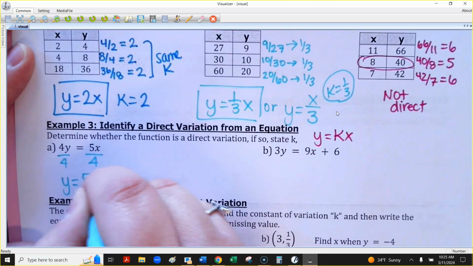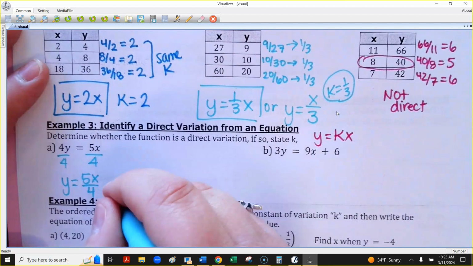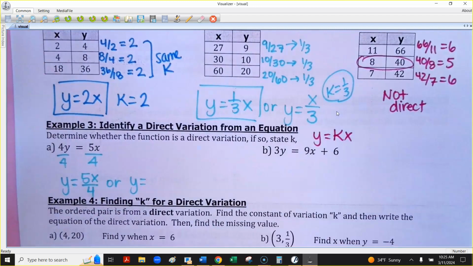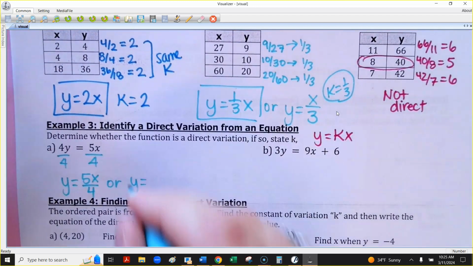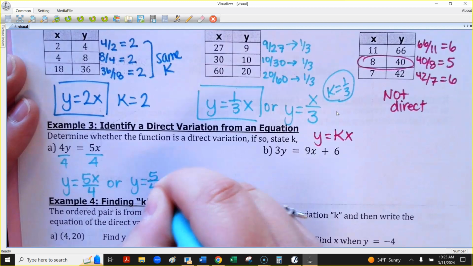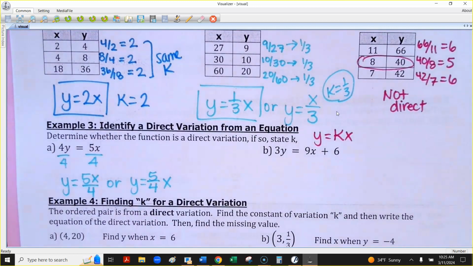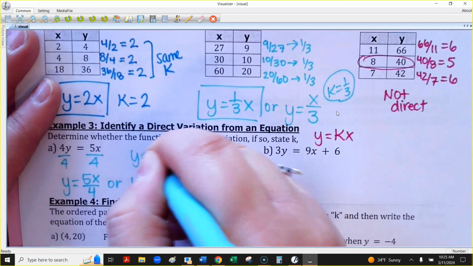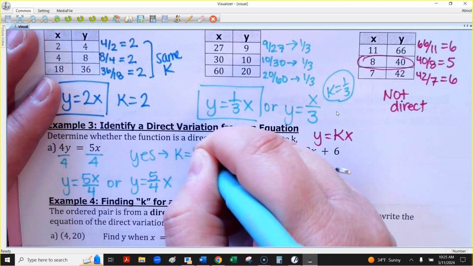So kind of two ways. I could write it like this, or I would probably pull that 5/4 to the side if it was me. Would you guys tell me that's a direct relationship for that first equation? Is it just some number times x? Yeah, so we're good. All right, so yes, if it asks you, the k value here is 5 over 4.